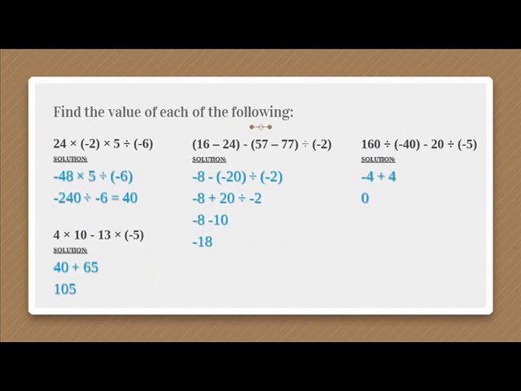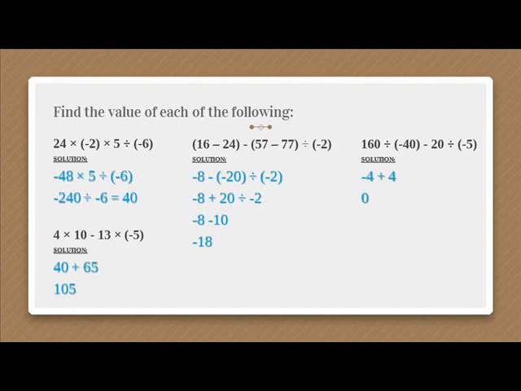Find the value of each of the following. The first question is 24 into minus 2 into 5 divided by minus 6. Well, as we perform multiplication and division from left to right, first of all we will multiply 24 and minus 2. Well, plus minus is minus, and 24 into 2 is 48, so we have minus 48.